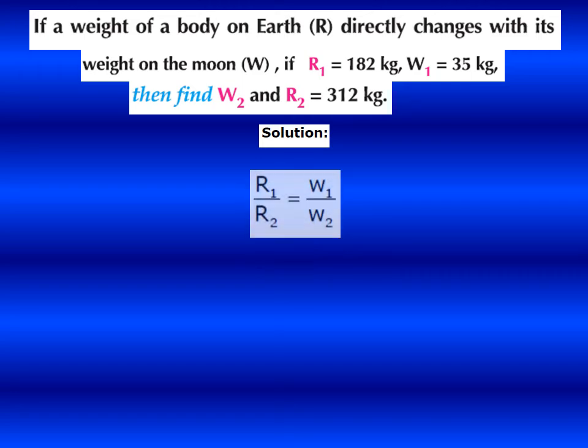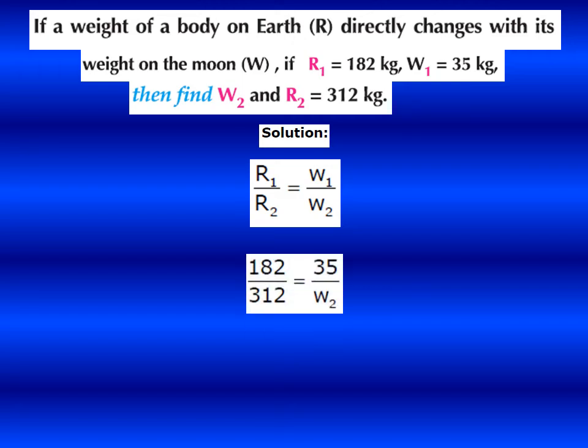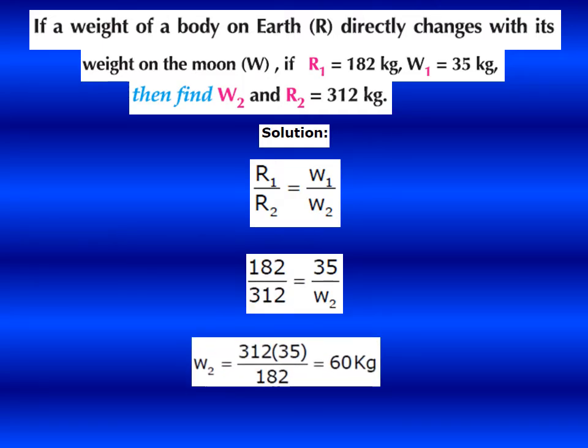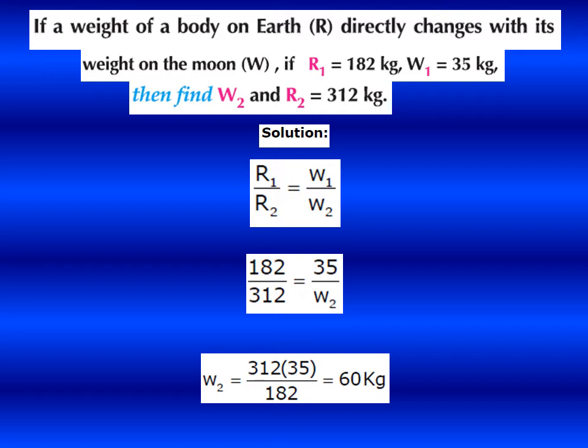Solution. R1 over R2 equals W1 over W2. Then 182 over 312 equals 35 over W2. Then W2 equals 312 multiplied by 35 over 182 equals 60 kilograms.